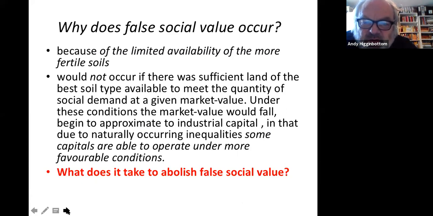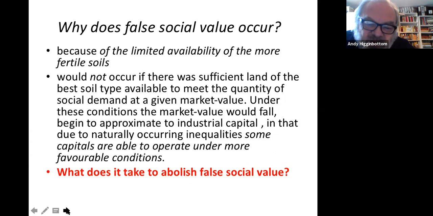So the false social value occurs, as I've said, the point comes from Marx, because of the limited availability of the more fertile soils. If you were able to expand it, this is an example of some capitals operating under more favorable conditions than others. They are taking the favorable conditions from nature and turning them to their particular advantage, rather than the advantage of the capital as a whole. That means that society as a whole is paying a higher price than it would have done if it was possible to expand production without the limit on the fertility.